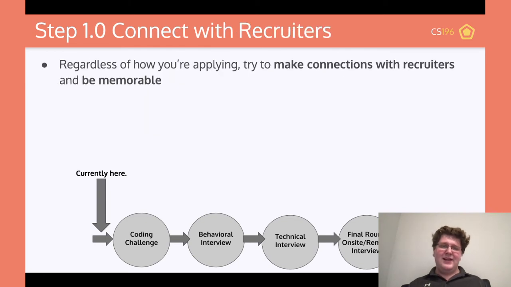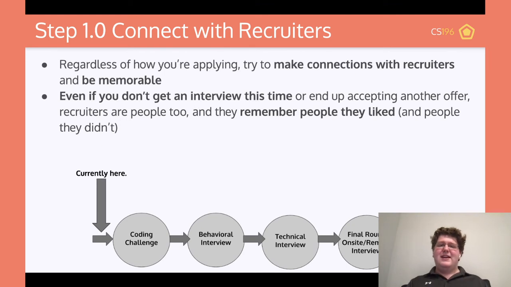So let's talk about the first thing that I wanted to mention before we talk about any of these, because this is, at the end of the day, what you're trying to do in this step. Regardless of how you're applying, make sure you're making connections with the recruiters and be memorable to them, right? Recruiters talk to thousands of people over the course of a year and won't remember most of them because a lot of people just come and go and they never see them again. If you can be memorable, that means the next time around you apply, even if you didn't get it the first time, you're going to be more likely to get it because they remember you and they have a little bit more of an idea of where you've been and where you're going.